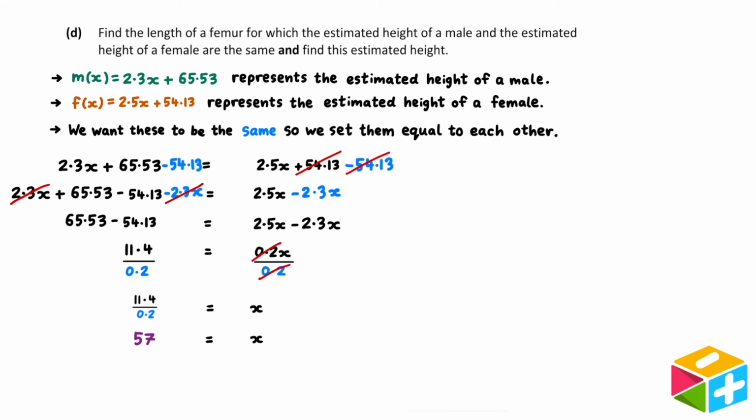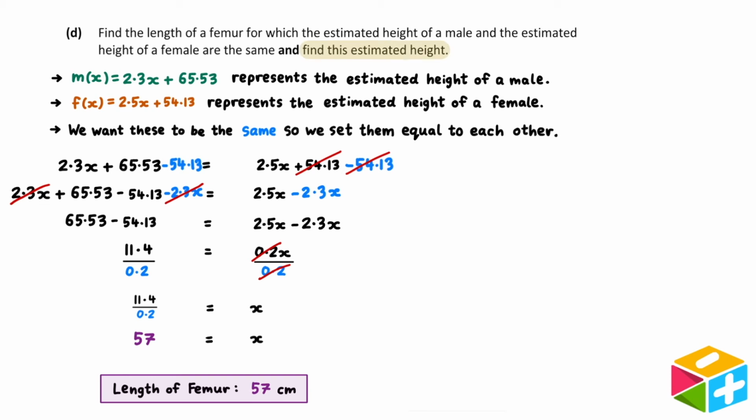So we found that x is equal to 57. Here, x represents the length of the femur bone, and the unit for this is centimeters. So our answer here is that the length of the femur is 57 centimeters. So we found the length of the femur where the estimated height of a male and the estimated height of a female are the same.